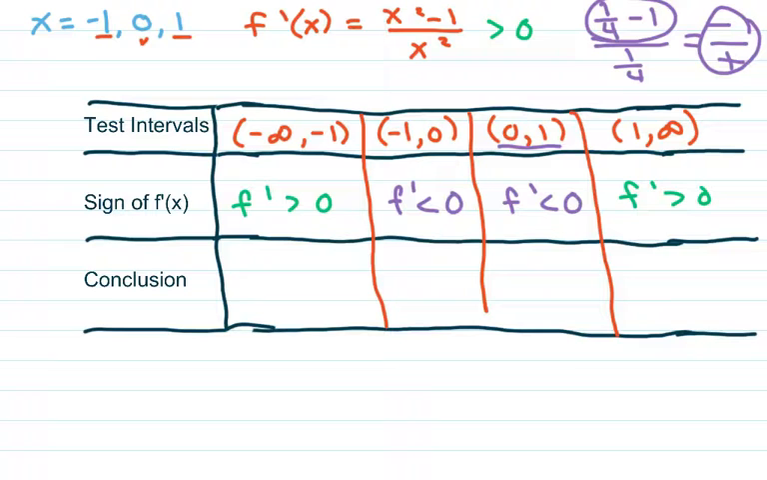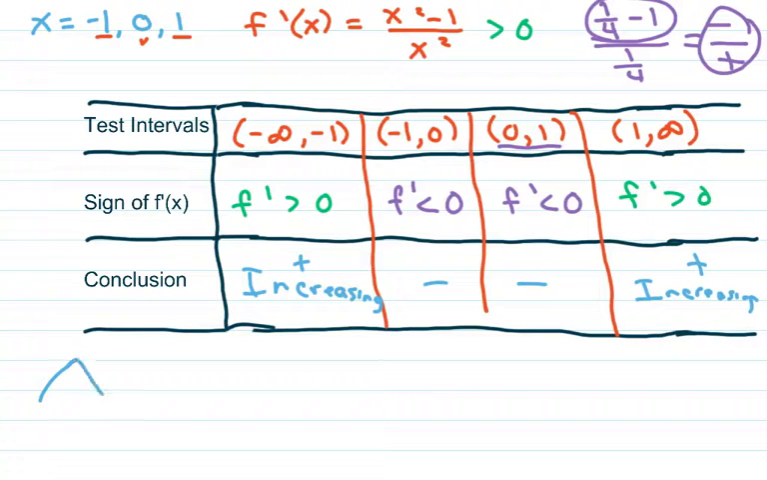All right. Therefore, this is increasing from negative infinity to negative 1. It's increasing here. And you can just put plus, plus. And these are decreasing, so I'm going to put minus, minus. So it's increasing, then decreasing again, then increasing. Something like that. Okay.